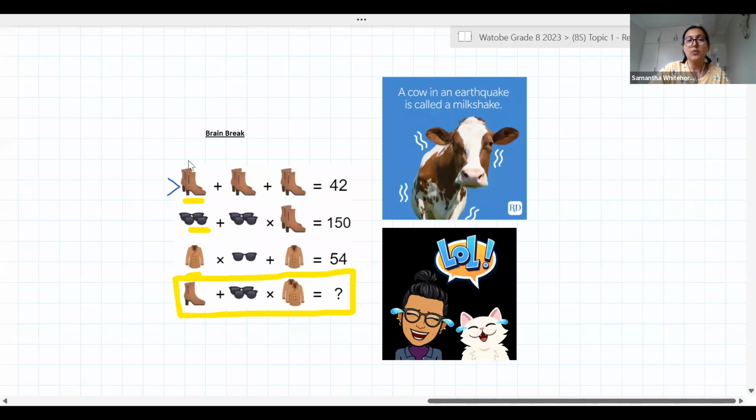Let's see, can we work out what 2 boots must be equal to in order to get 42? Now we need to look carefully at what's happening. I'm adding the same value. I'm adding 2 boots every single time. So it needs to be the same number that I'm adding. So Esona, what do you think?